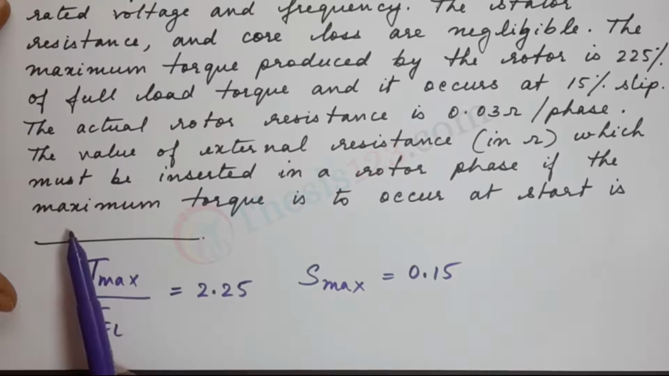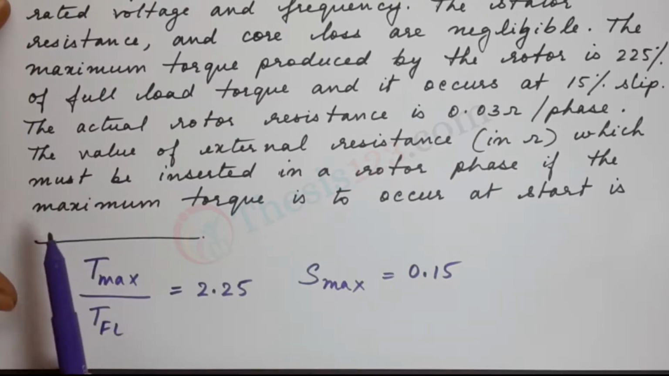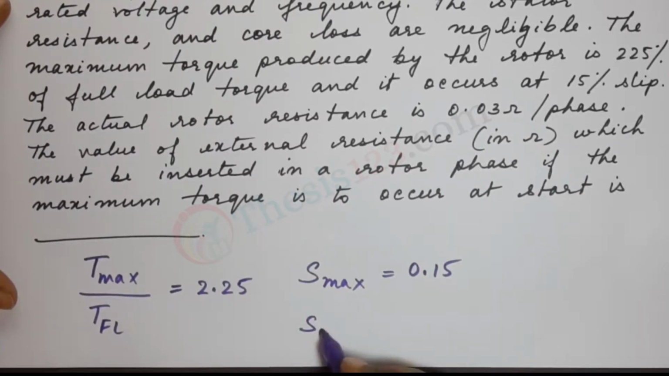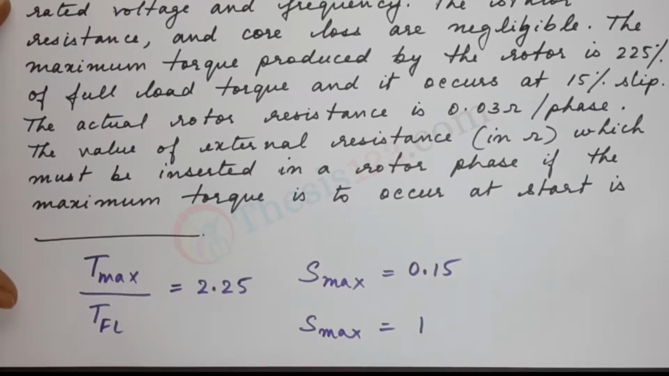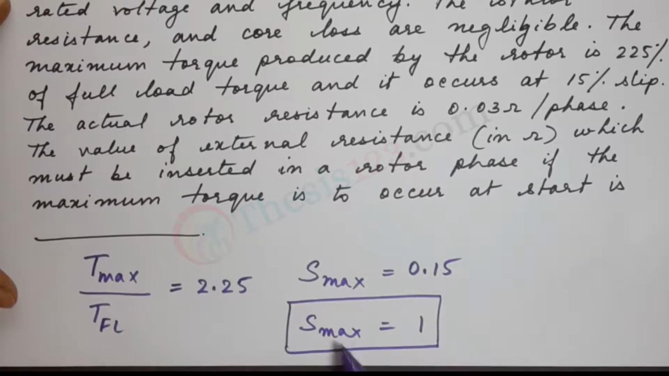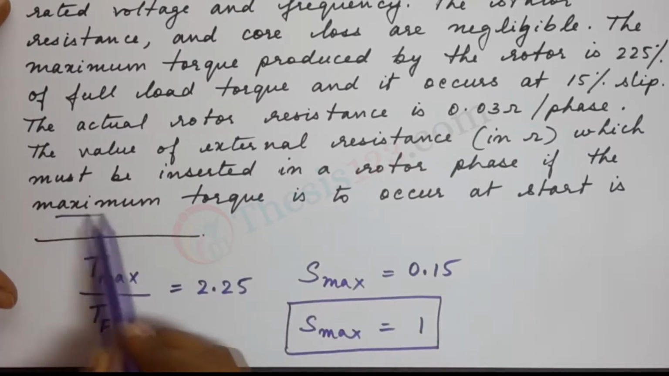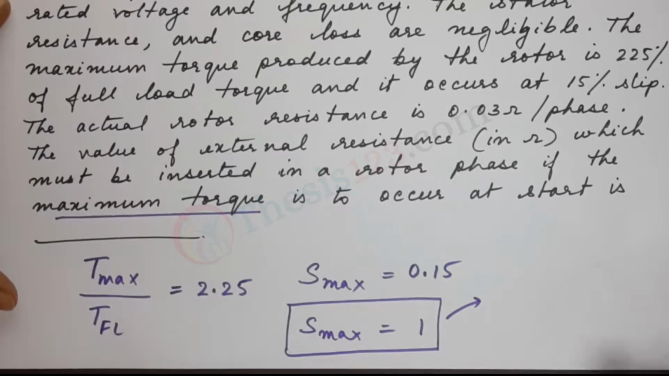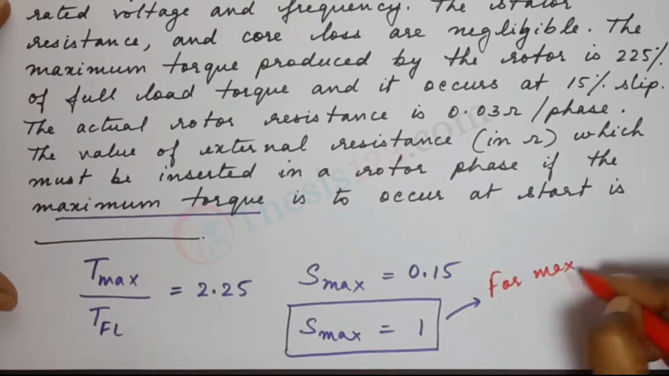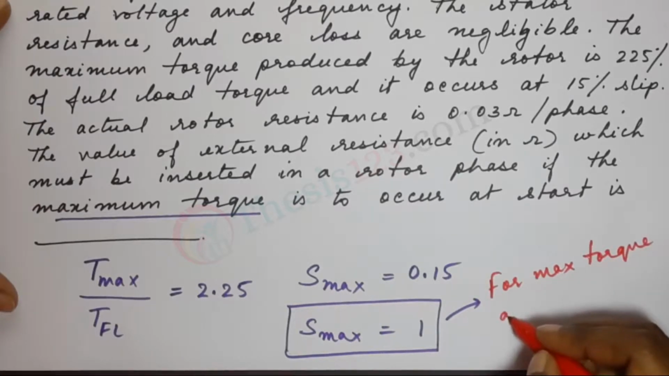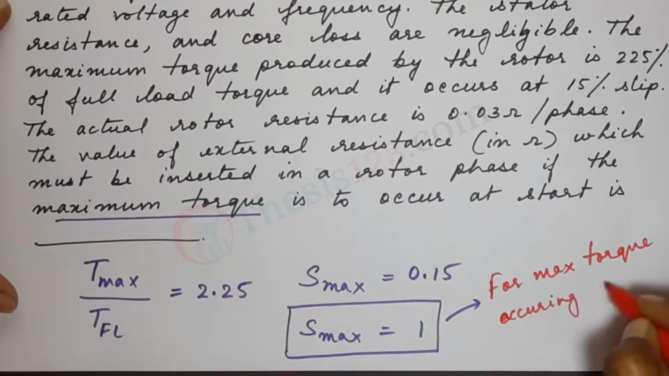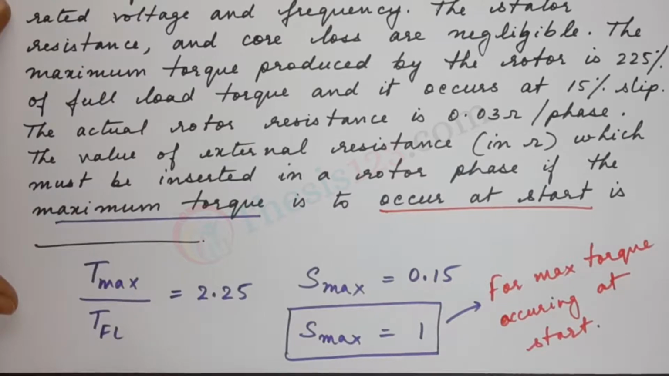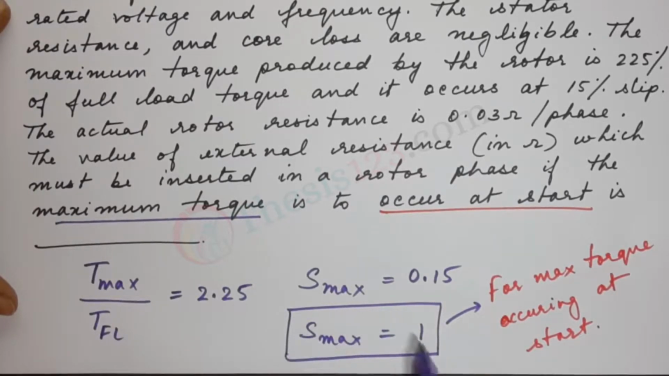Now, in order for the torque to be maximum at starting, we need the slip to be equal to 1. This is important. The slip has to be equal to 1 in order for the torque to be maximum at start. I'll note this point down here. This is for maximum torque occurring at start.